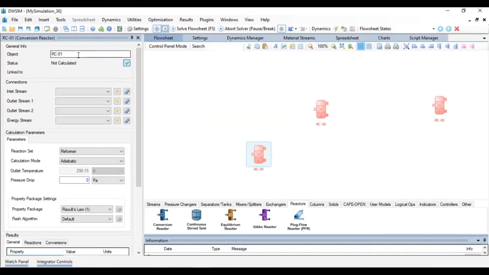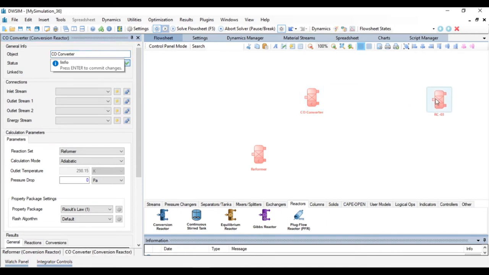We'll name this reactor the reformer. Now this second reactor, we'll name this as the CO converter. The third one is the methanol reactor. Okay, click enter.